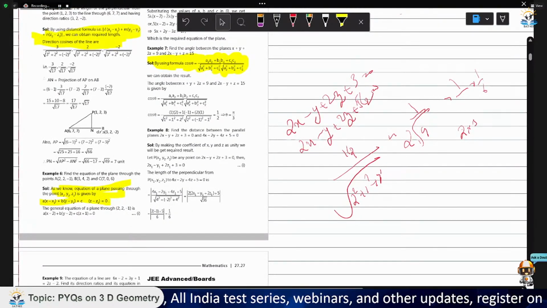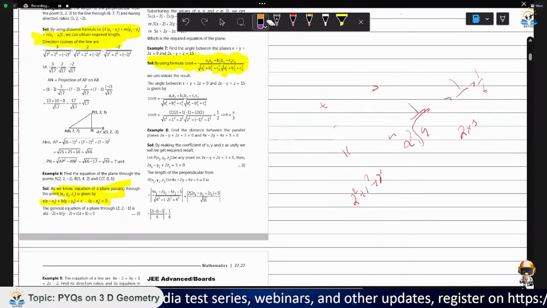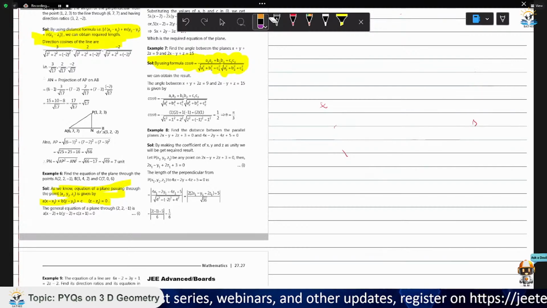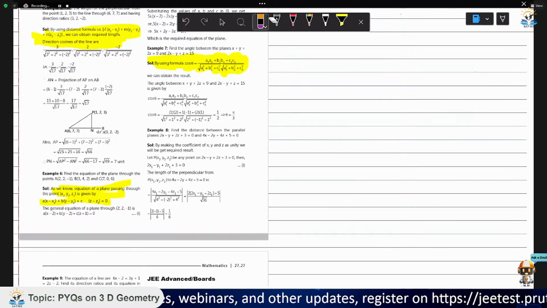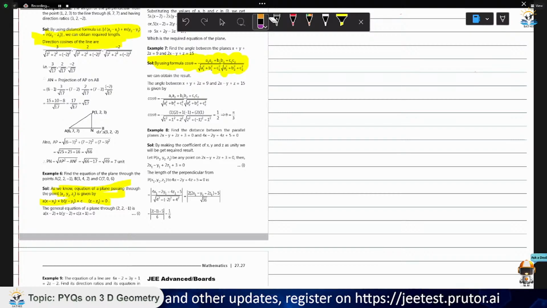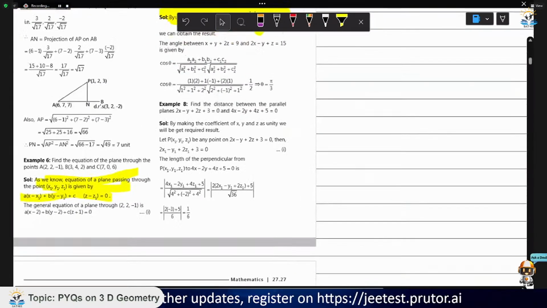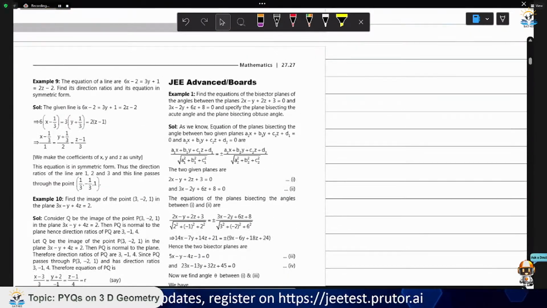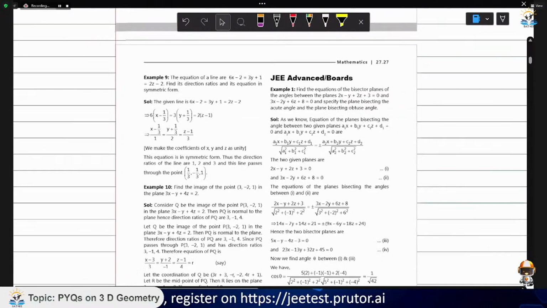Okay, very easy to solve again. You just subtract the constant terms and divide by the sum of squares, then taking a root of the coefficients. So we are done with the eighth question as well. Now moving to the ninth part.